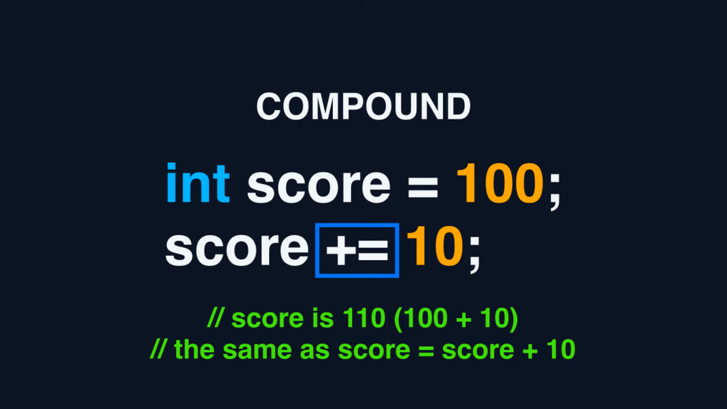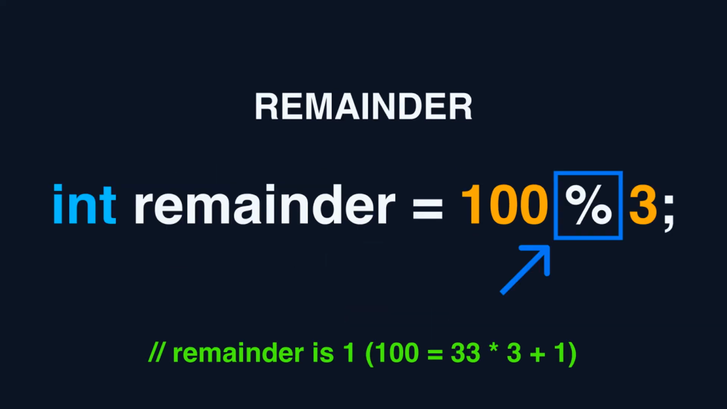A less common one is the remainder operator. It returns the remainder of two values. The remainder is the amount left over after dividing a value by another one. For example, if you divide 100 by 3, the remainder is 1. 100 is equal to 33 times 3 plus 1.